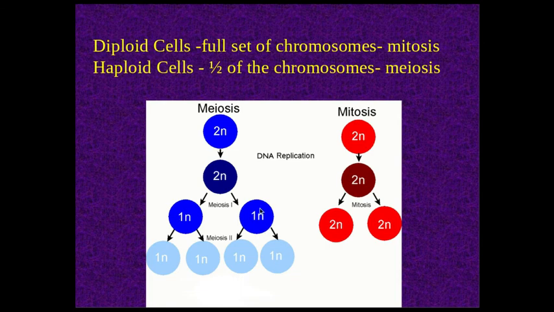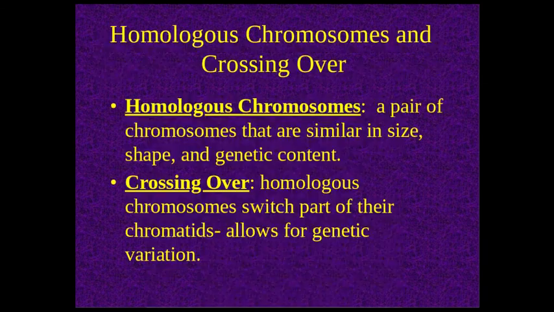So definition-wise, diploid, DI, that means 2, that has a full set of chromosomes. So it has 2 sets of chromosomes, basically. It has a set from the mother and a set from the father, all right? Haploid, just remember hap, it means half actually. It's half the chromosomes, all right? And you'll notice them as 2N means diploid and 1N means haploid.